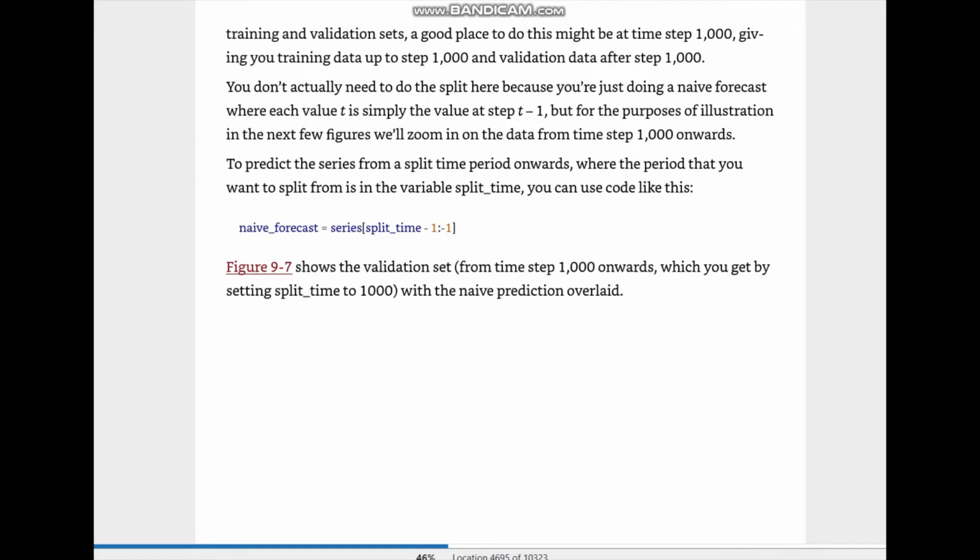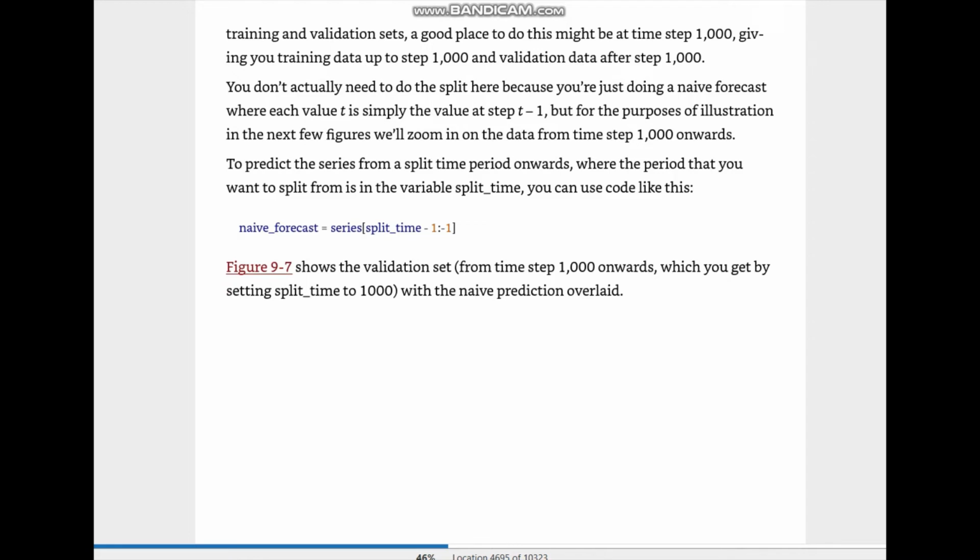You don't actually need to do a split here because you're just doing a naive forecast, where each value at t is simply the value at step t minus 1. But for purposes of illustration, in the next figures we'll zoom in on the data from time step 1000 onwards. That is the validation data set, right? To predict the series from the split time period onwards, where the period that you want to split from is in the variable split_time, use code like naive_forecast[split_time - 1:-1]. That is the opposite, right?